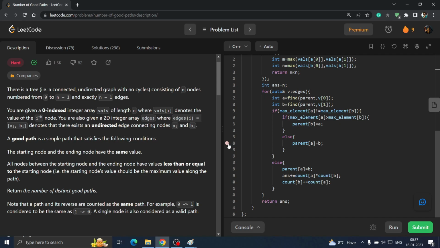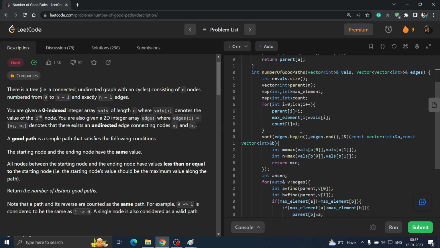And also the time complexity for this will be n + m log n, and what will the space complexity be?